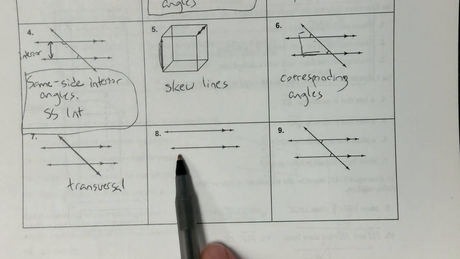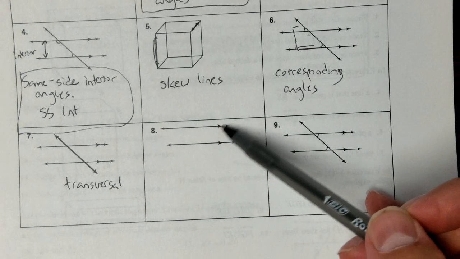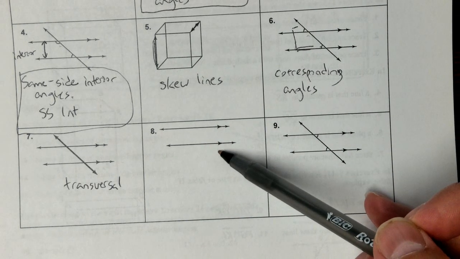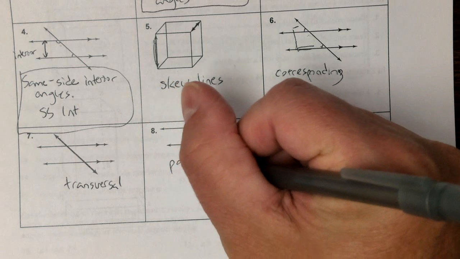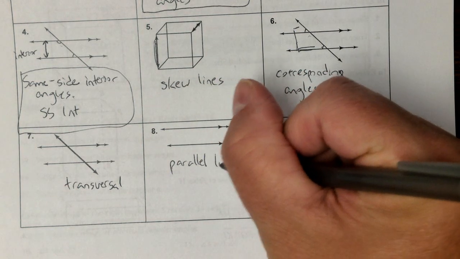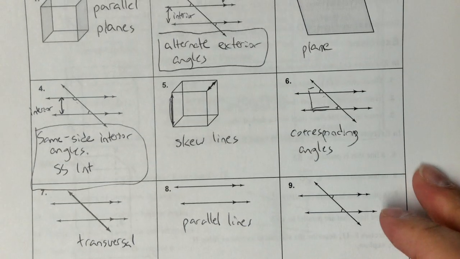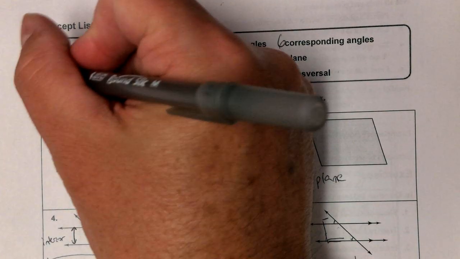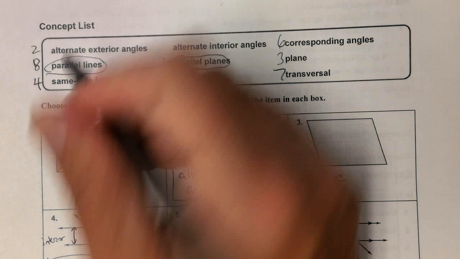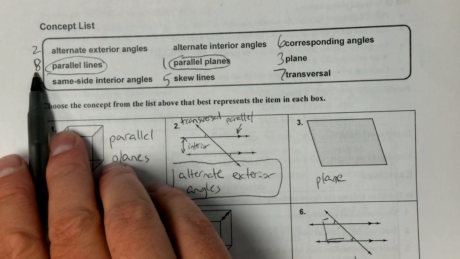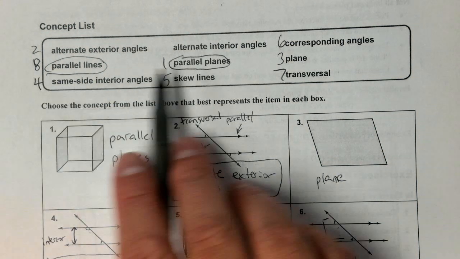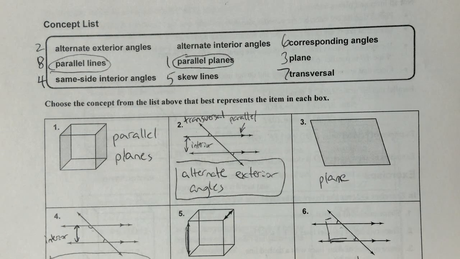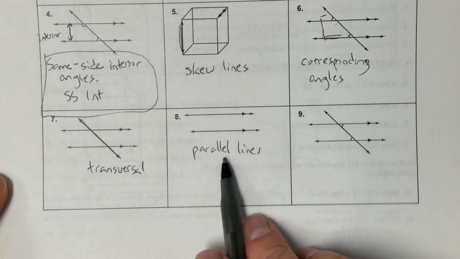Number 8 is your lines that have the little extra arrows, so that'd be parallel lines. So way back in the beginning of this assignment, I put parallel lines, and I'm going to change that to number 8. Because parallel planes was number 1.